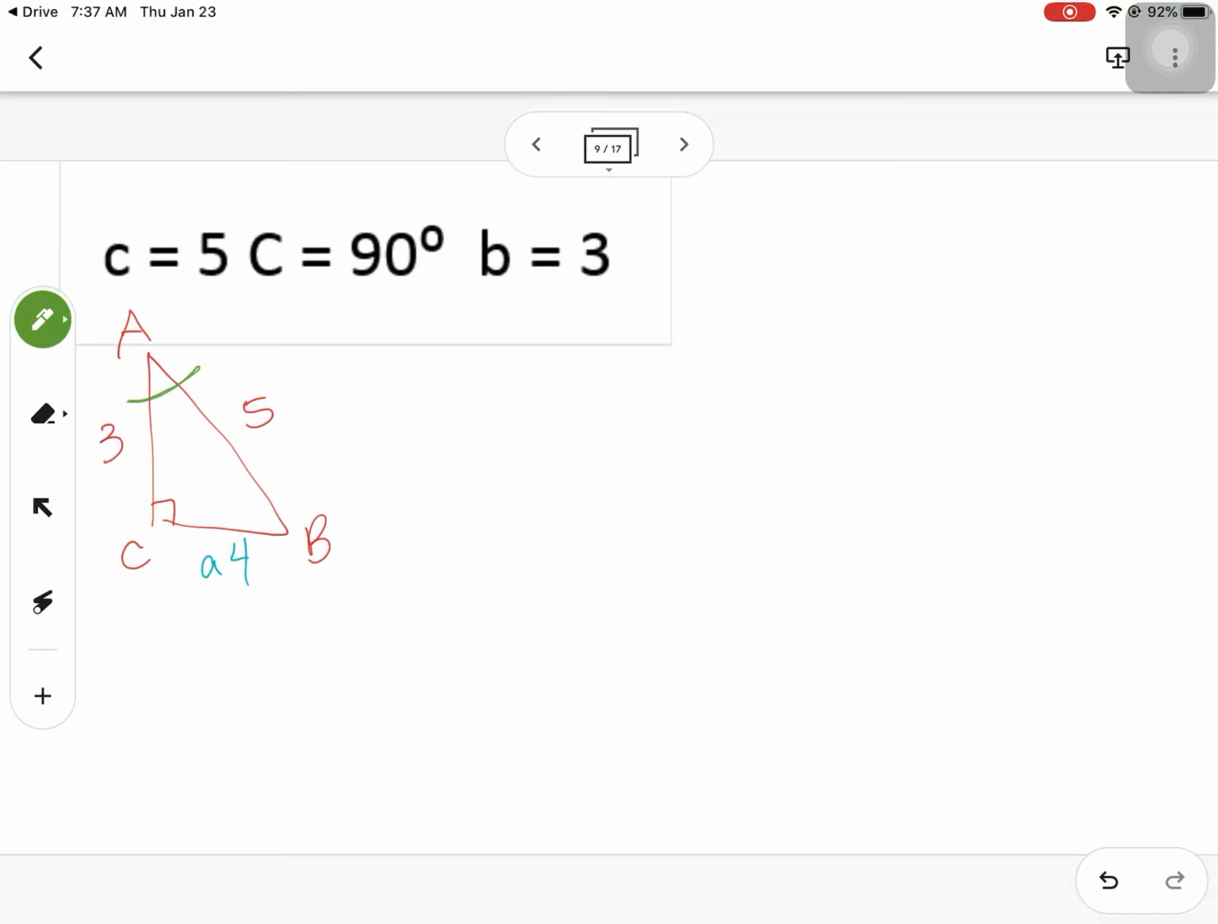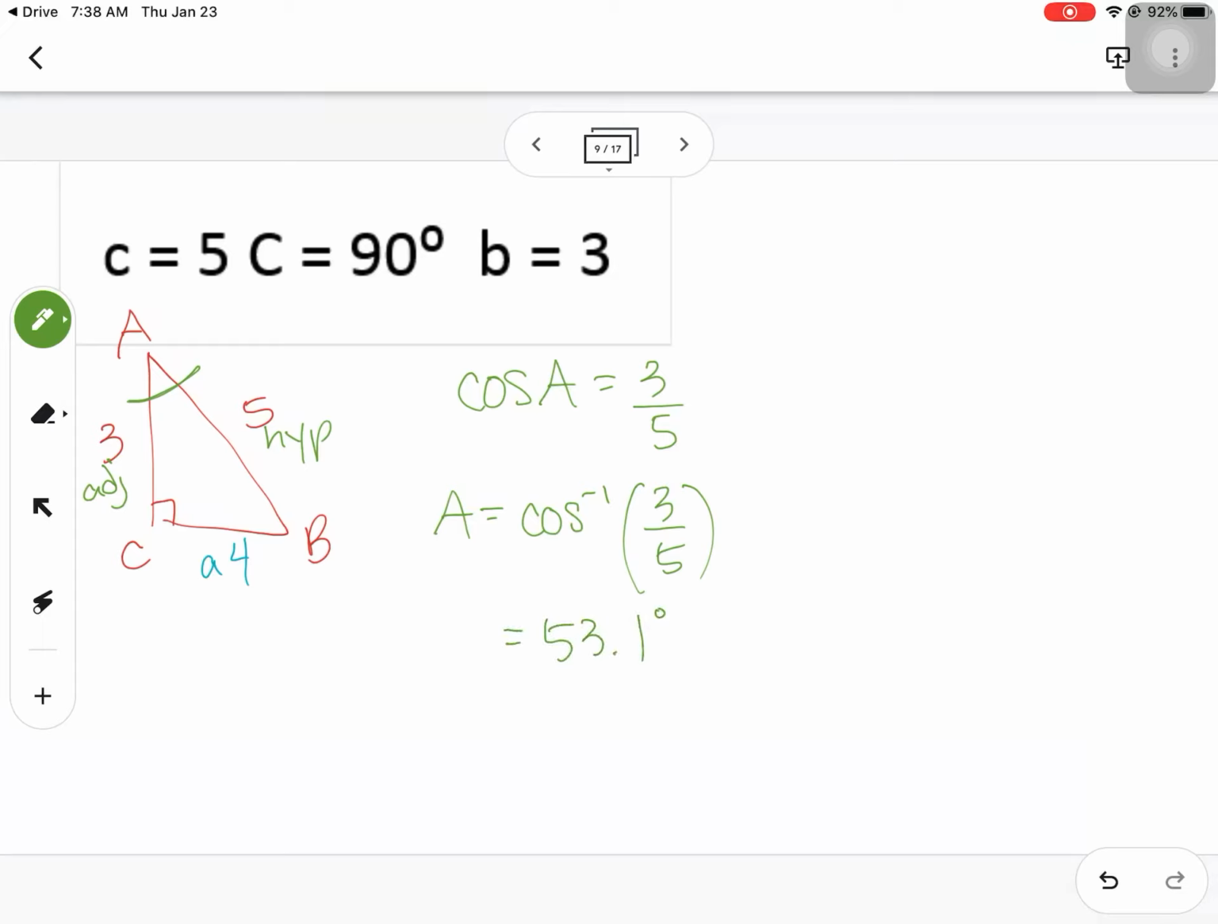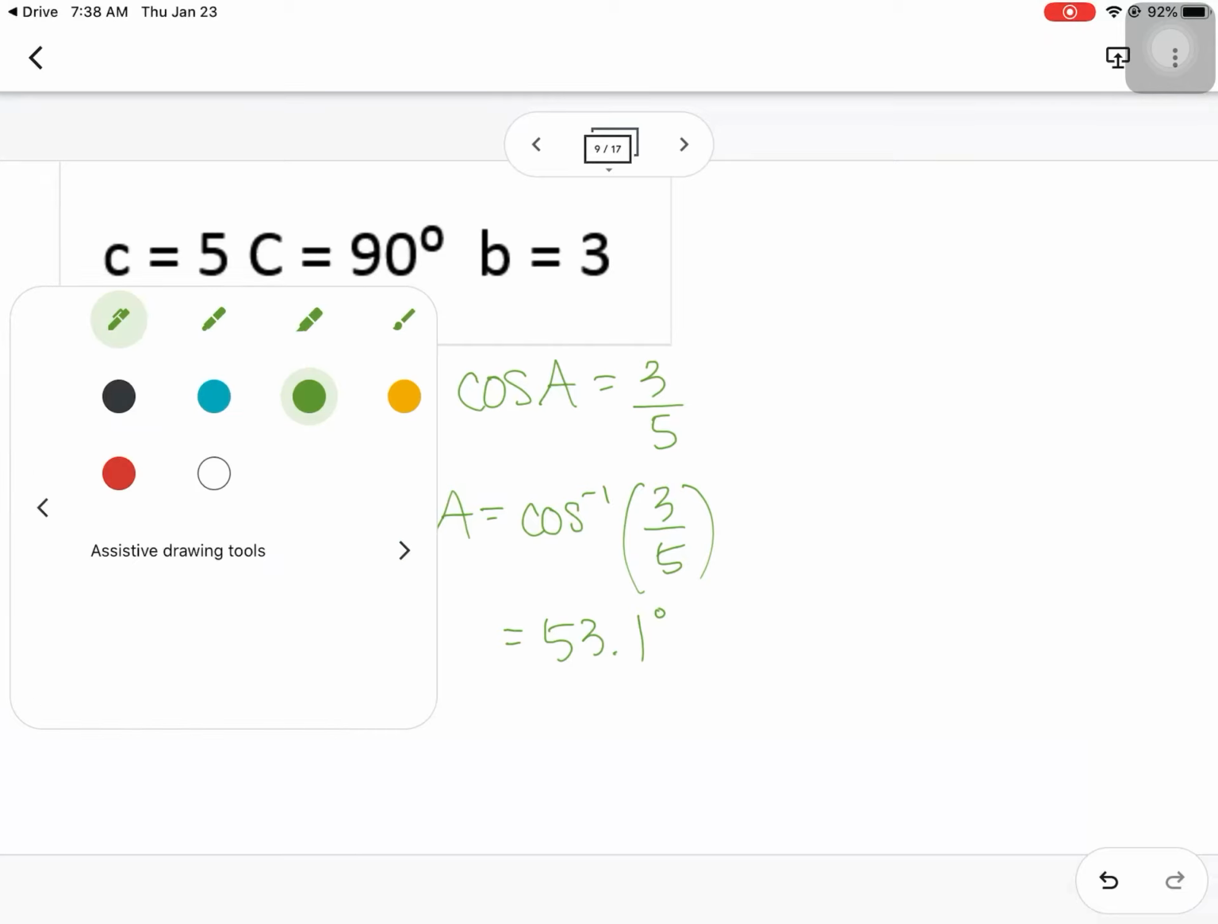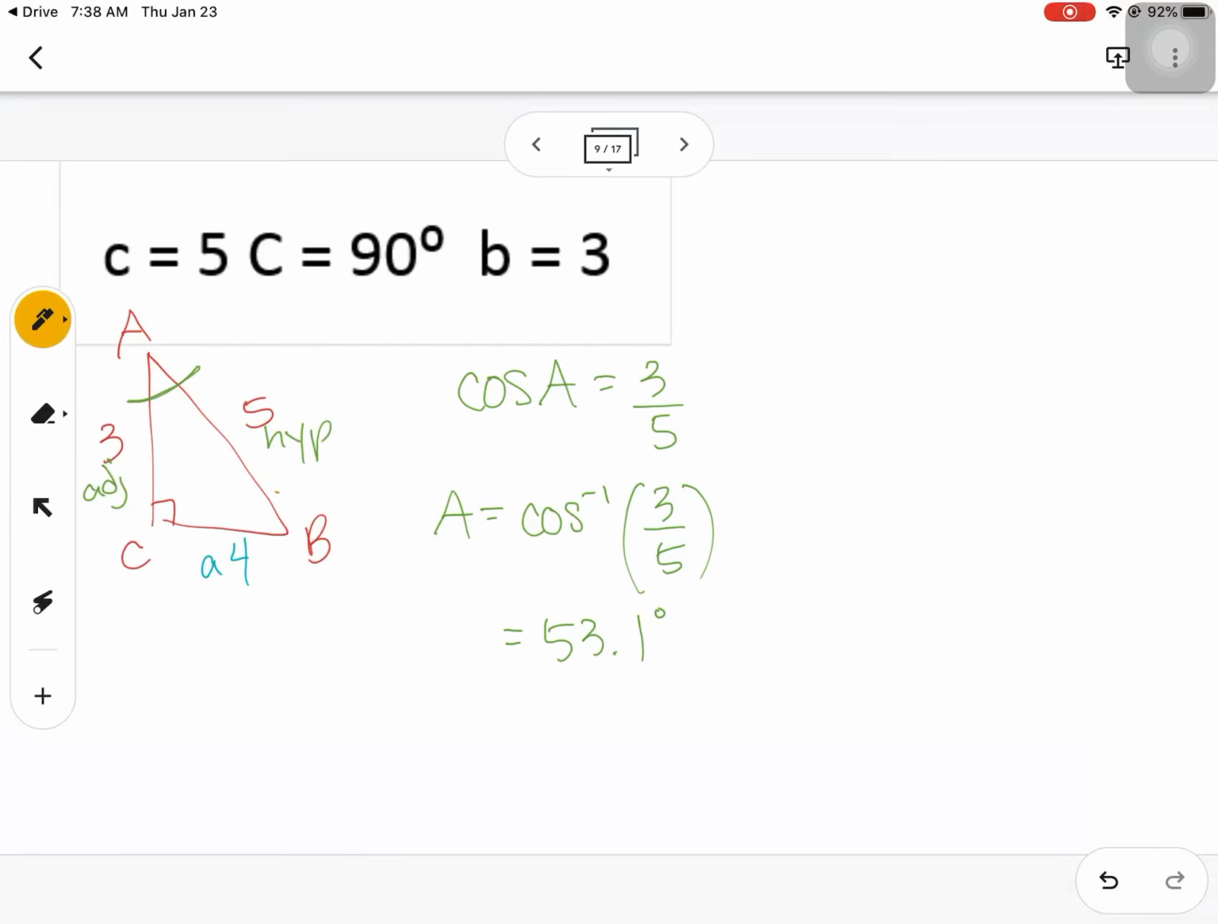If I want to find A first, I'm going to use this 3, the adjacent, and the 5, the hypotenuse. So that means I'm going to use cosine. So I know the cosine of A is equal to 3 over 5. So that means I need to get the cosine away from it. And I'm going to type into my calculator the inverse cosine of 3 over 5, which I get to be 53.1 degrees.